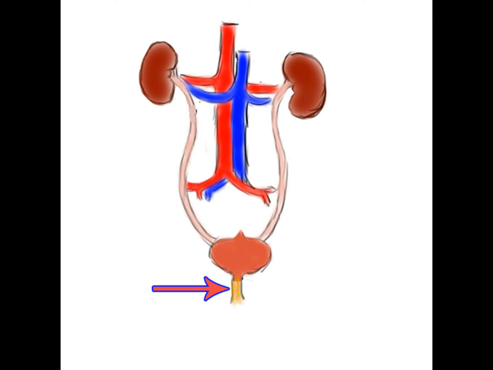The urethra is the tube through which urine passes from the bladder to the exterior of the body. The flow of urine through the urethra is controlled by internal and external urethral sphincter muscles. And that's the urinary system.